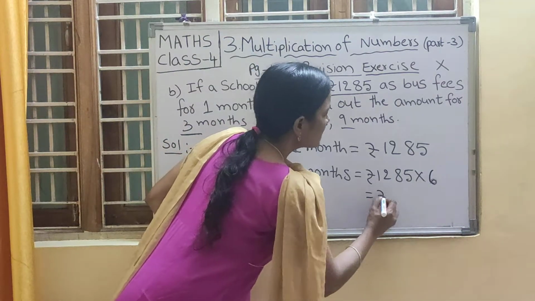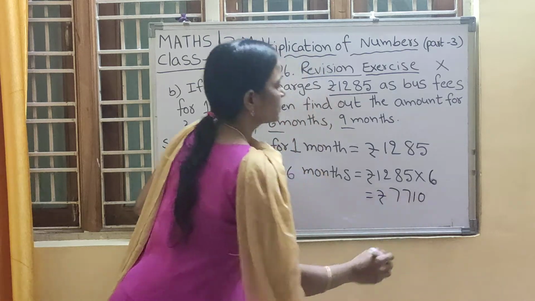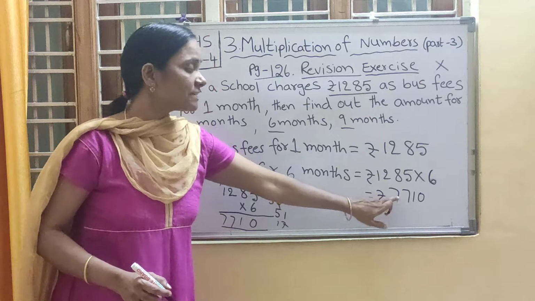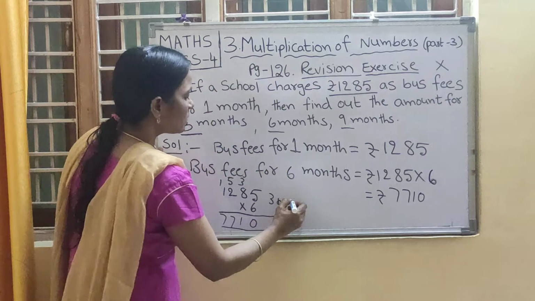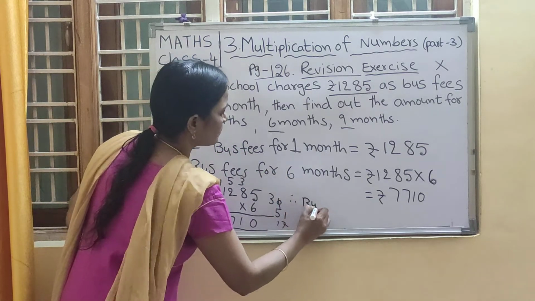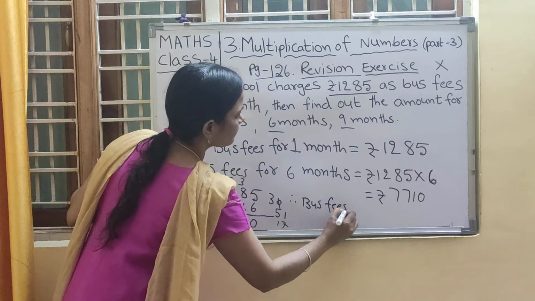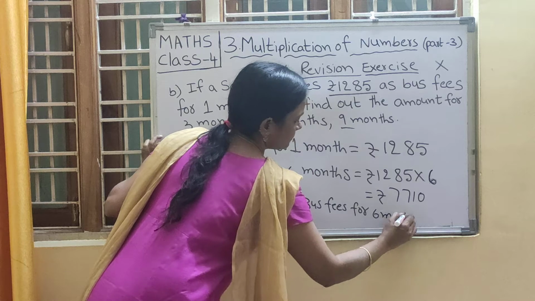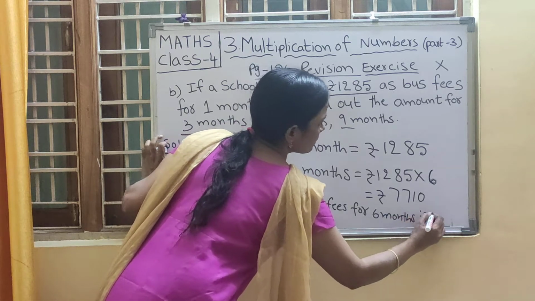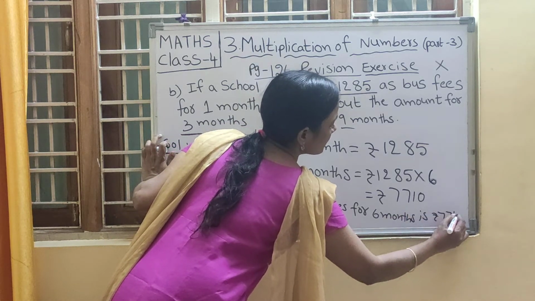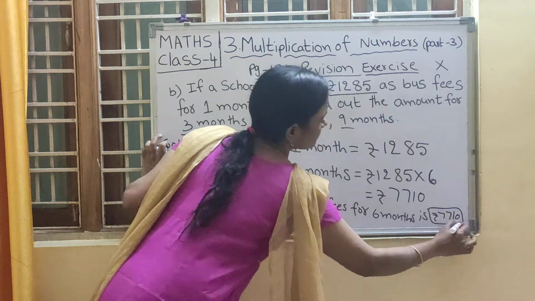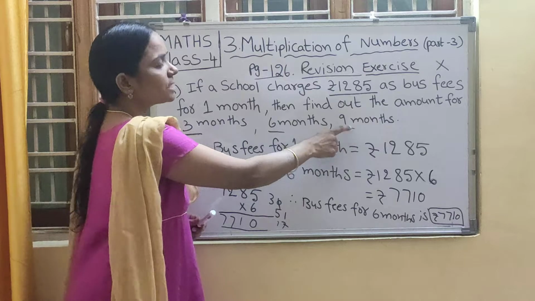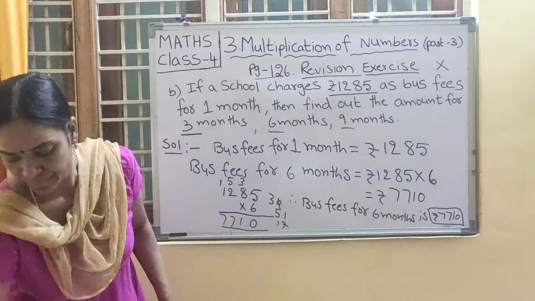So what is the answer? 7,710 rupees. So the bus fees for 6 months is 7,710 rupees. Again write down the statement. Bus fees for 6 months is 7,710 rupees. Note it down, children. Up to here note it down. Next we will find out for 9 months.